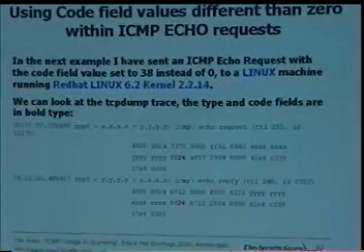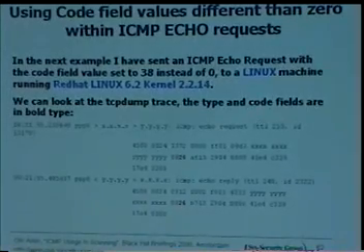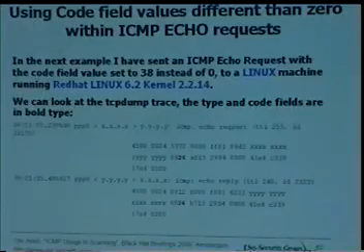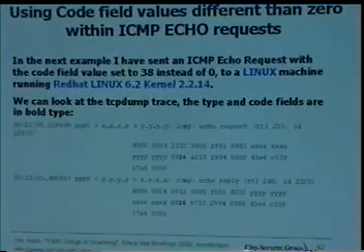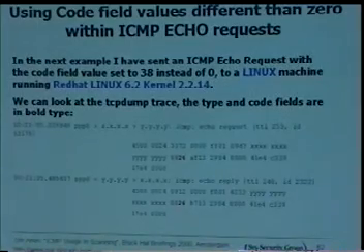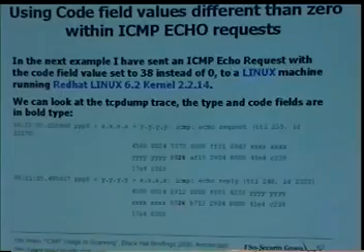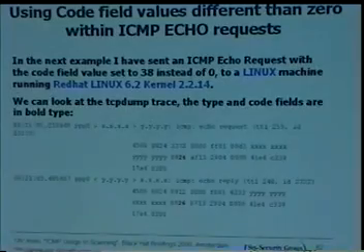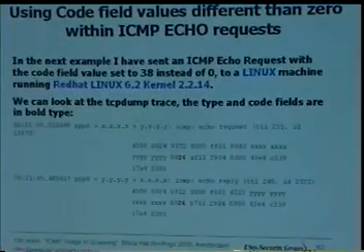This is my favorite one. This was basically my first post to Bugtraq regarding ICMP. This is a very cool thing. If we use a code field value which is different than 0 with the ICMP echo request, then remarkably, Microsoft operating systems will zero out that field on the reply.